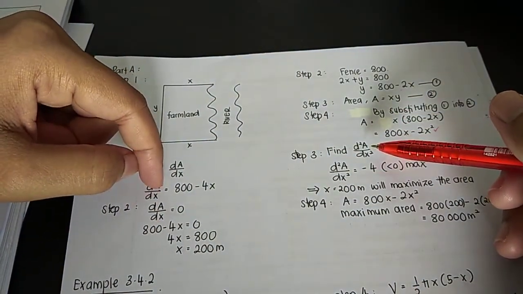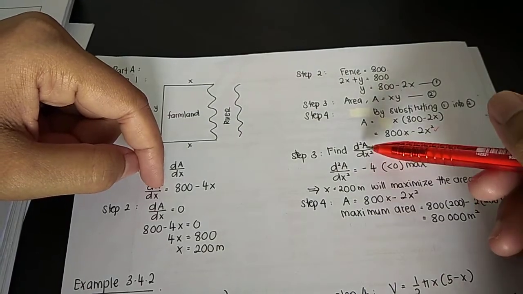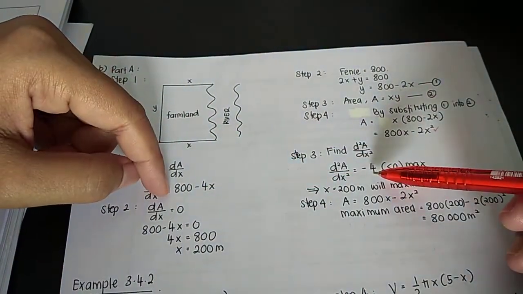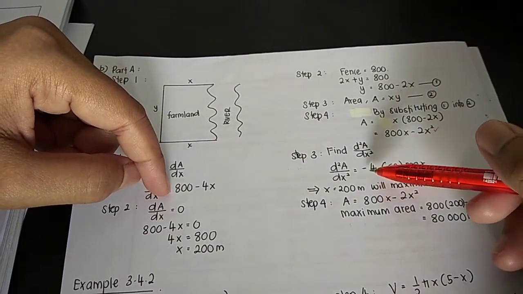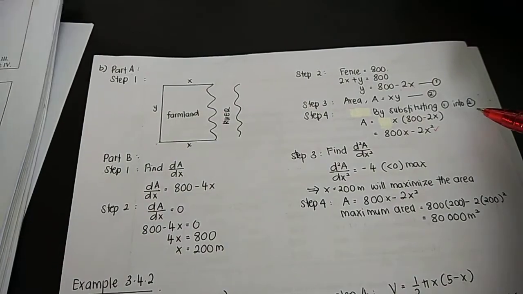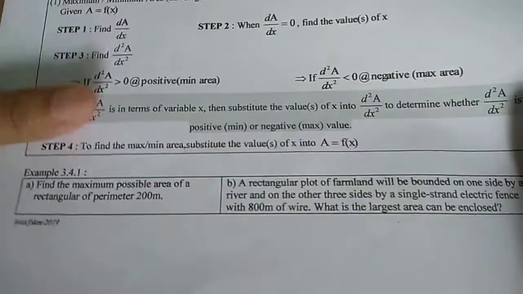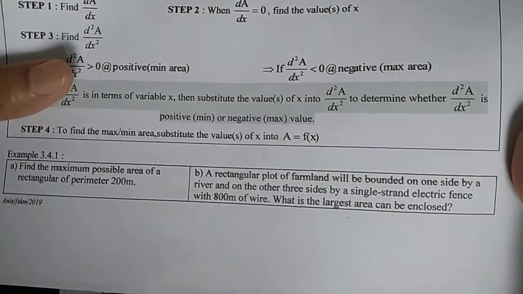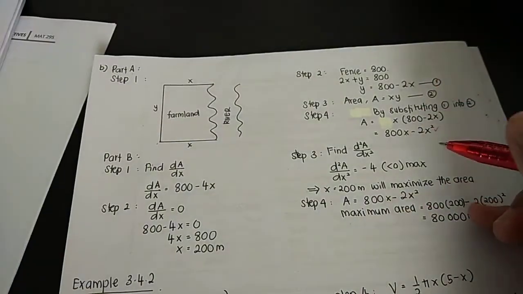First derivative tadi 800 minus 4x. So differentiate lagi sekali, so awak akan dapat negative 4 saja sebab 800 dapat 0 kan, constant. So negative 4 which is less than 0. So dia adalah maximize. So betul lah, soalan pun suruh awak cari what is the largest area, which is the maximize area lah.